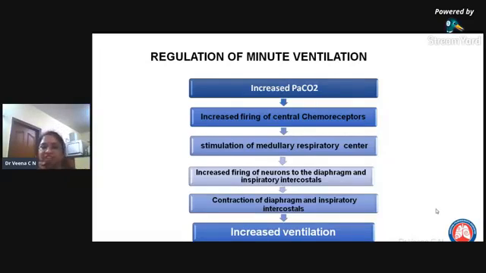So if we could quote an example of the effect of partial pressure of carbon dioxide on regulation of minute ventilation. Increased partial pressure of carbon dioxide leads to increased firing of central chemoreceptors, which causes stimulation of the medullary respiratory center, leading to increased firing of the neurons to the diaphragm and the inspiratory intercostals, thereby causing contraction of the diaphragm and inspiratory intercostals, with the end result being increased minute ventilation.